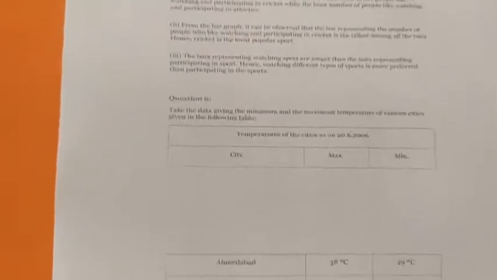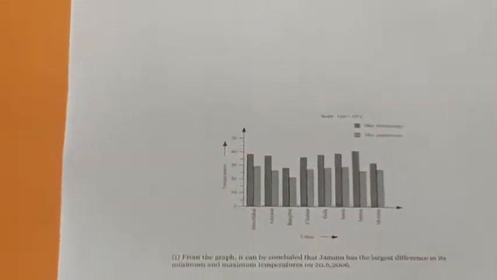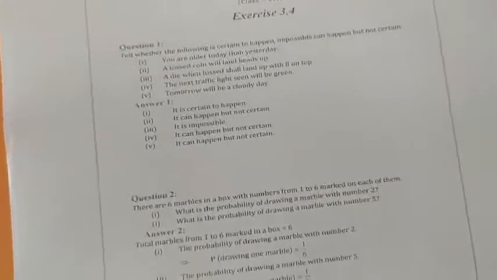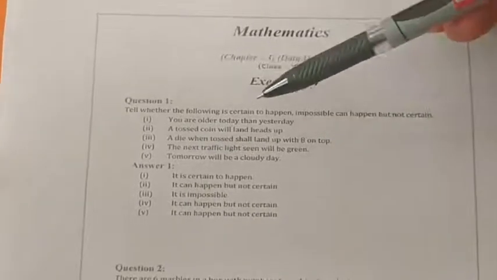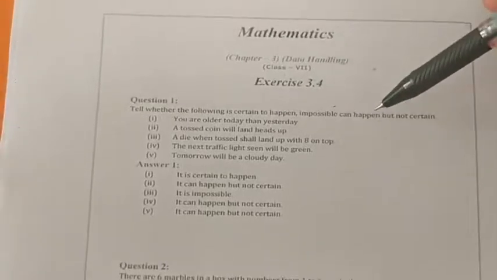And in the last, exercise 3.4, we have probability. Probability, that is the uncertainty. It may be certain, it can be impossible, it may be possible but not sure, right? So like that we have to find the answers to the questions. You have to tell whether it is certain to happen, impossible, or can happen but not certain. Right? You have to see the given condition.